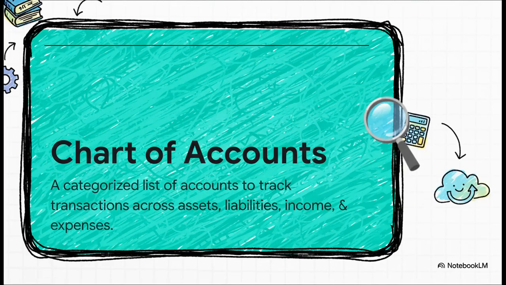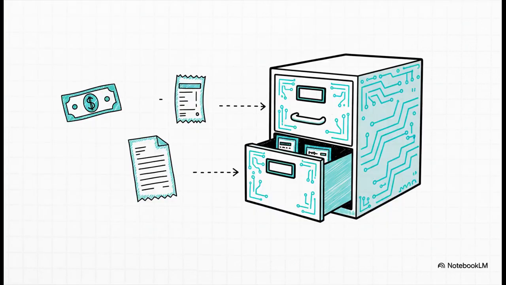So what exactly is a chart of accounts? Well, it's way more than just a list of names and numbers. Think of it as the organizational backbone for your entire business. It's the system that lets you tell the story of your finances, tracking exactly where every single dollar comes from and where it goes.